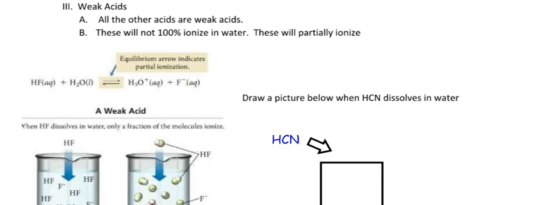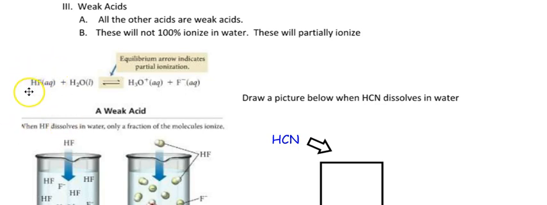All right, so like I already alluded to, if it is not one of those 6 strong acids, it's going to be a weak acid. So every other acid that you can think of is going to be a weak acid. And what does that mean? It does not 100% ionize in water. They will only partially ionize. So it's not complete. And notice you have a double arrow.